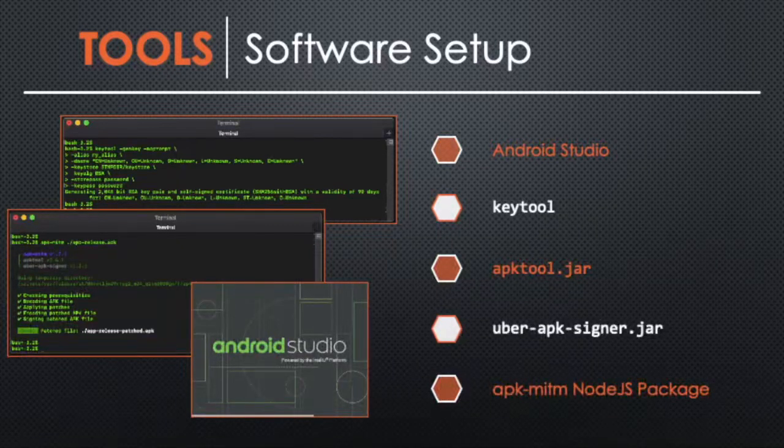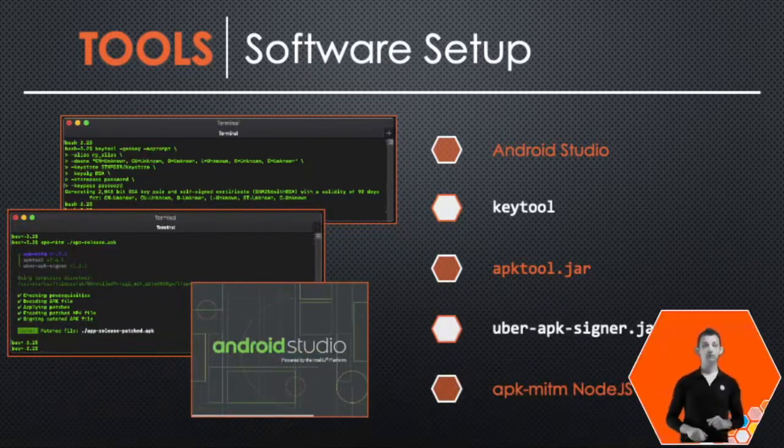And lastly, we're going to take a look at a Node.js package called APK-MITM, which eliminates all the challenges of removing certificate pinning from a mobile app. None of these tools are tools that I have created. They're all created by other people, and we will give appropriate shout outs as we address each one.